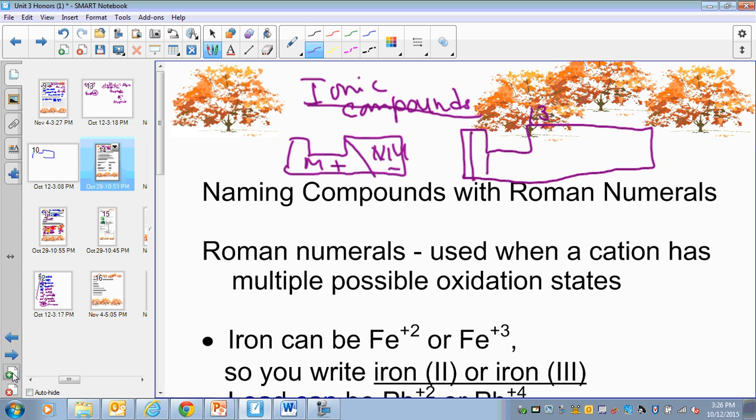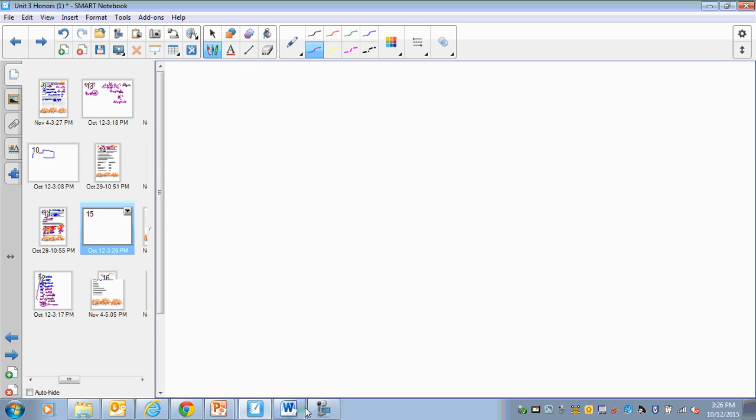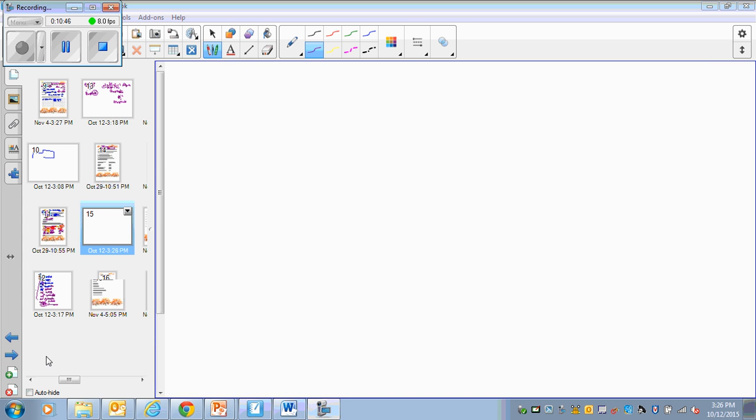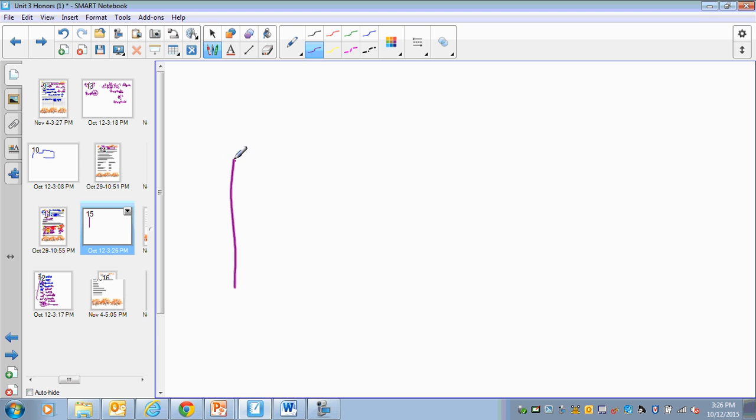Let me write it on a different page. Here is the periodic table.